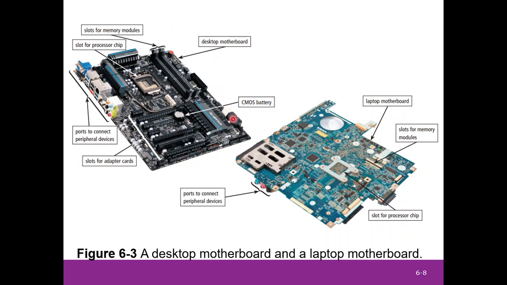So this is how your motherboard looks. This slot here is for the processor chip. The processor chip is inserted here. And after that, we have the processor's heat sink, and then the processor's fan. Then these big slots that you see are for your memory modules. Here, the random access memory modules are inserted.